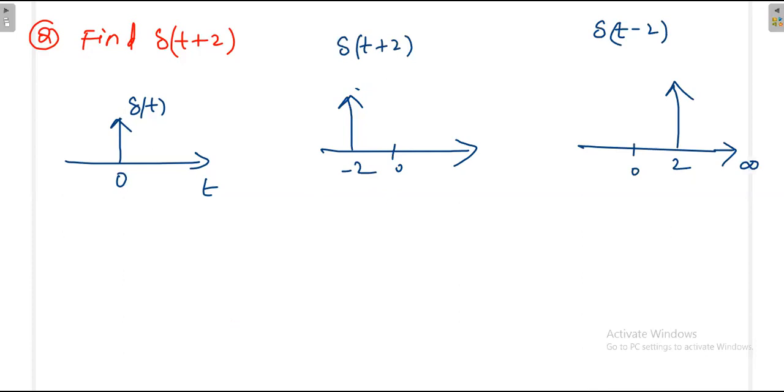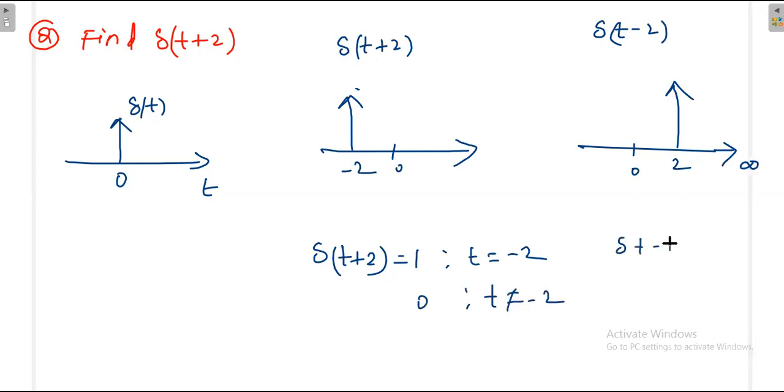So mathematically, how can I write this? Del of t plus 2 is equal to 1 when t is equal to minus 2, and 0 when t is not equal to minus 2. Here del of t minus 2 is equal to 1 at t equal to 2, and 0 when t is not equal to 2. Then we'll see time scaling.